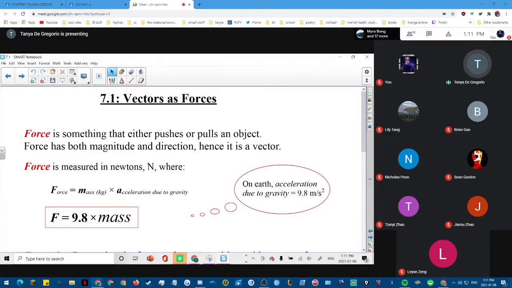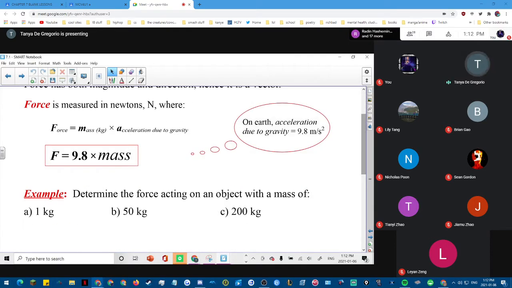Hence it is a vector. Force is measured in newtons, capital N, where force is equal to mass in kilograms times acceleration due to gravity. And on Earth, acceleration because of gravity is 9.8 meters per second squared. So when we're looking for force, it's always 9.8 times your mass.